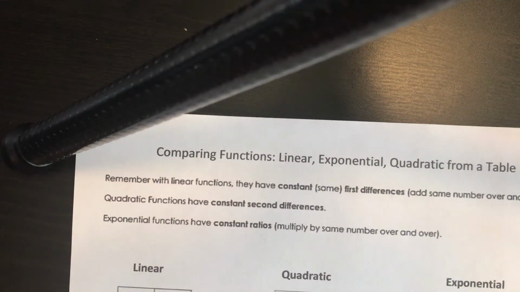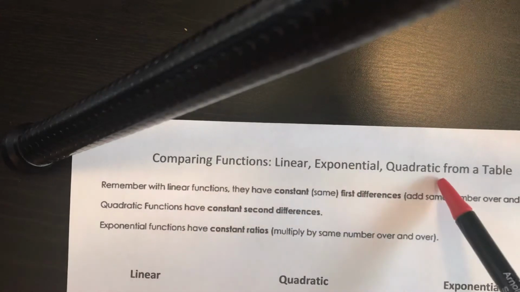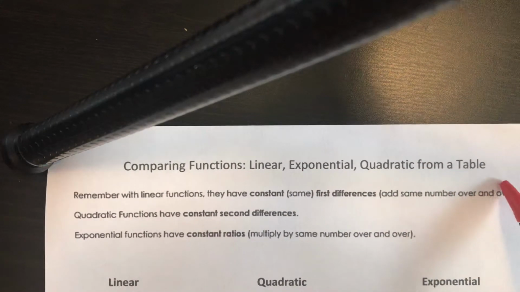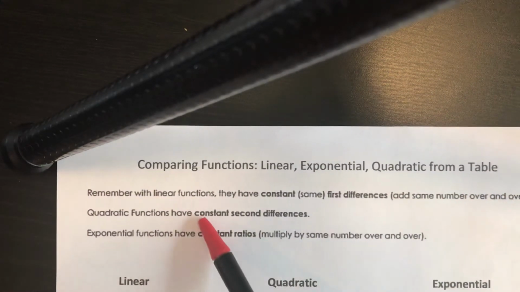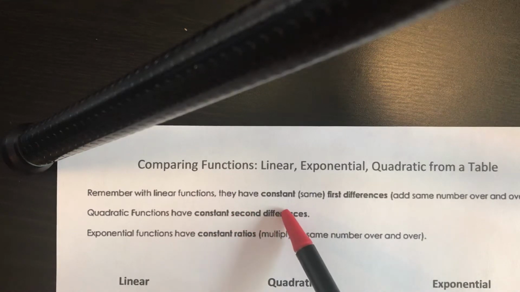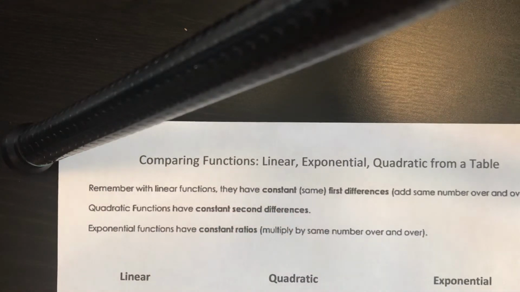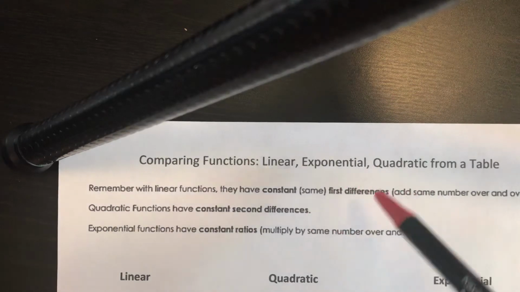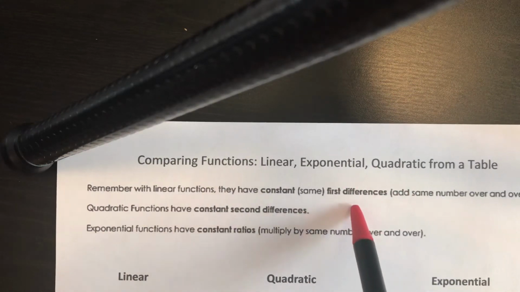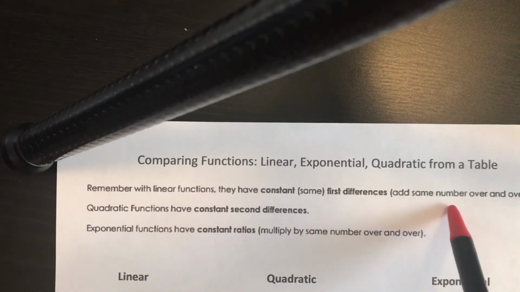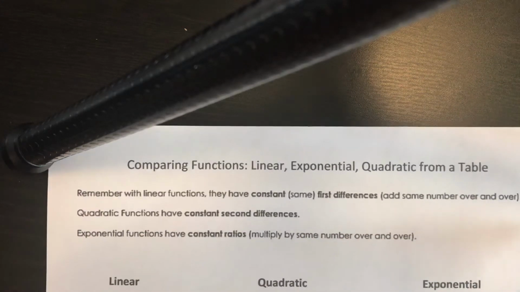Alright, so this lesson is going to be on comparing functions, the linear, exponential, and quadratic functions from a table, okay? So remember with linear functions, they have a constant. Okay, so we've talked about this before. They have a constant or same difference. So they add the same number over and over and over again, okay?